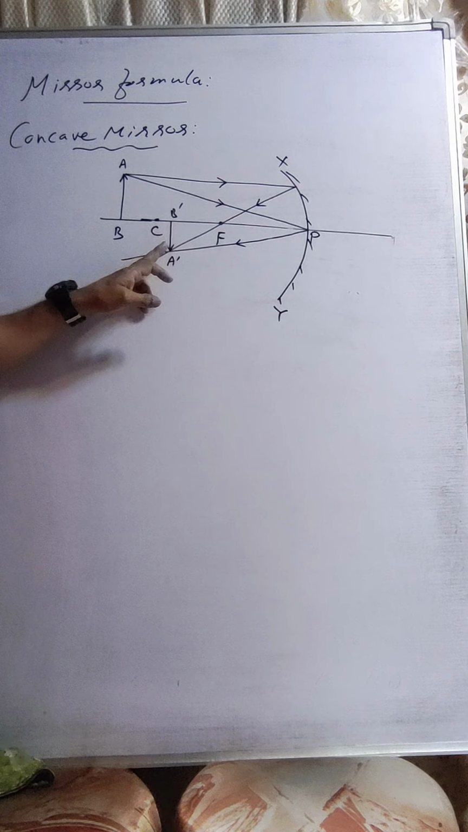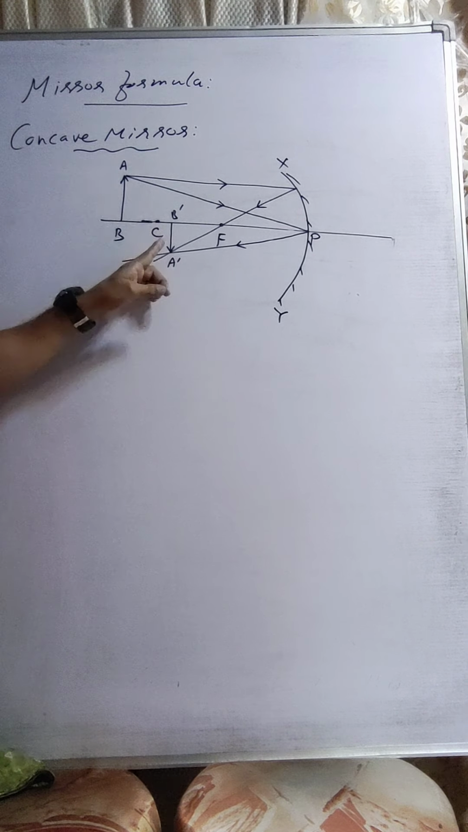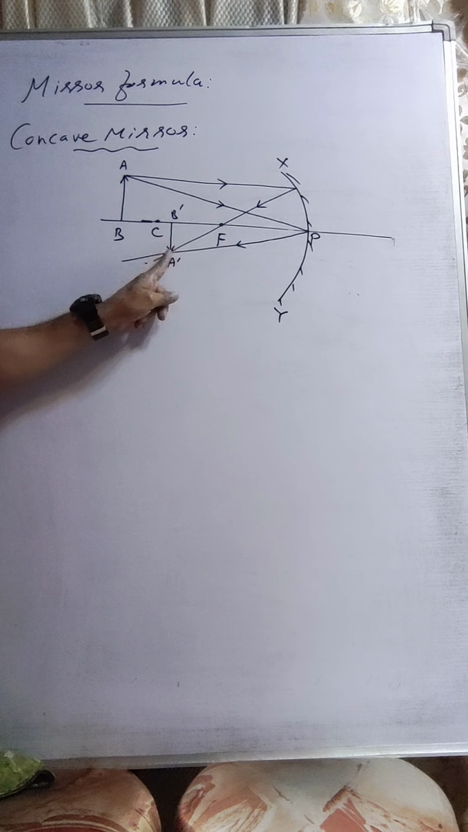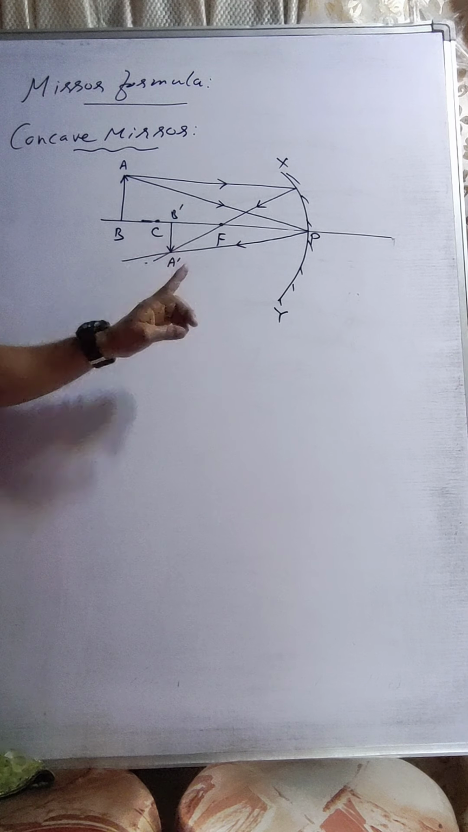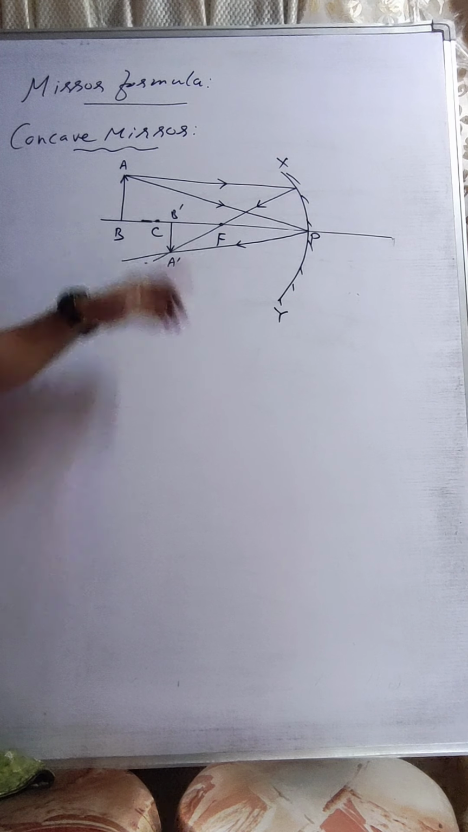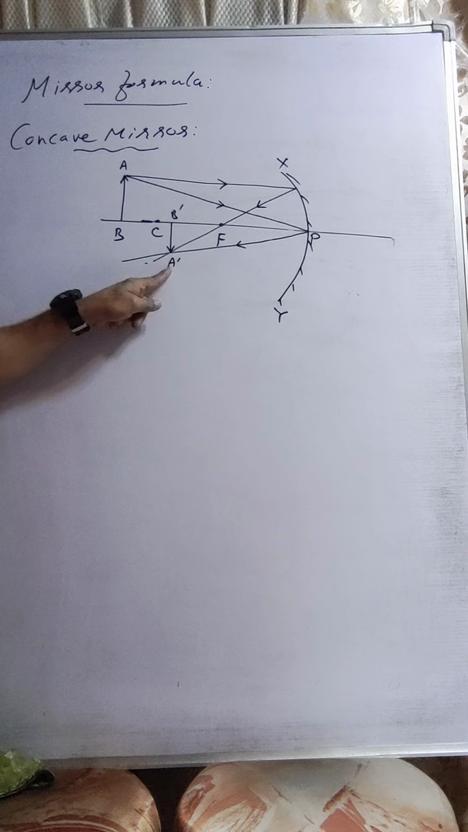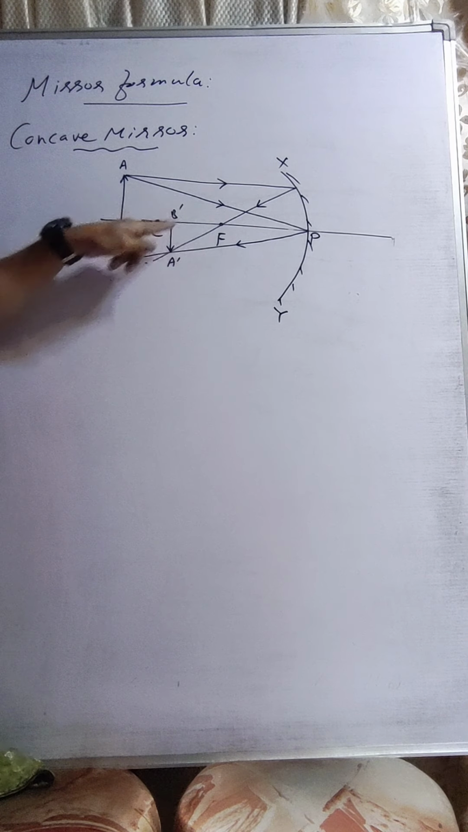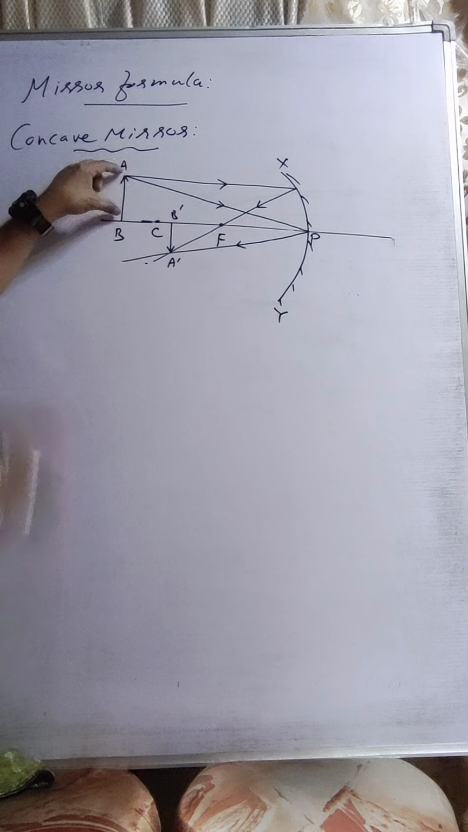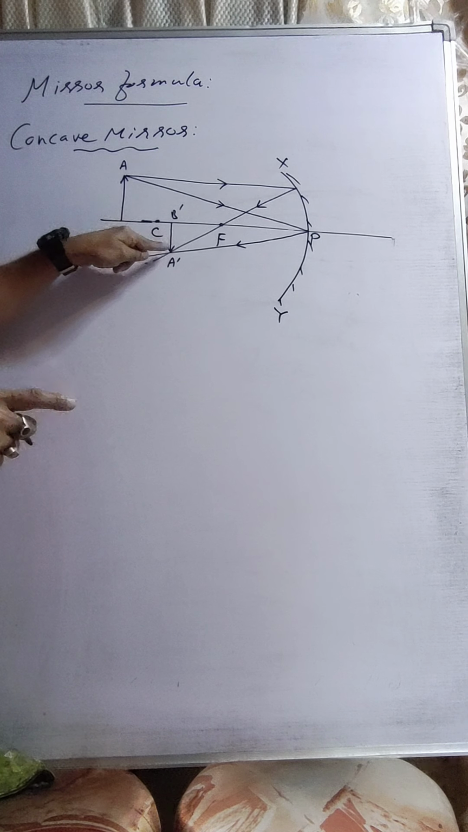The image so formed is a real image, because the reflected rays physically meet at the point A dash. When the reflected rays physically meet, the image formed is real. But the image is not erect, it is inverted, because the image is below the principal axis and the object is above the principal axis. That is why the image so formed is inverted.